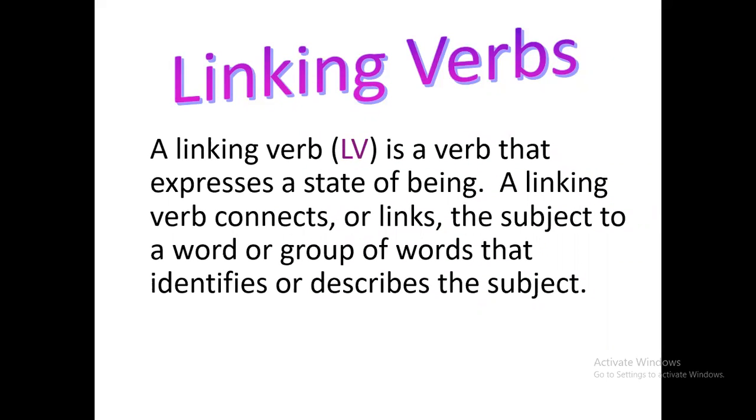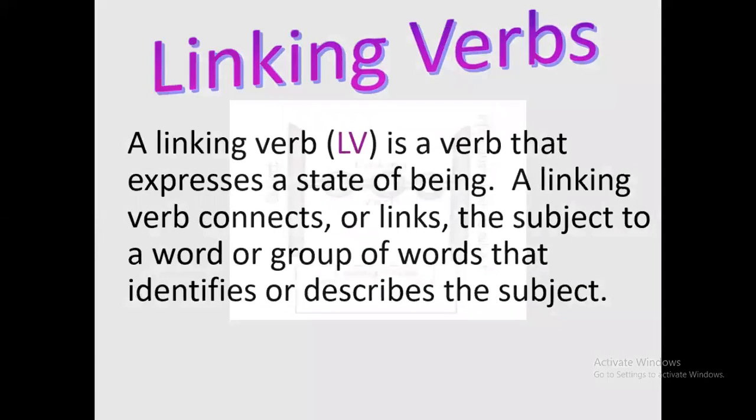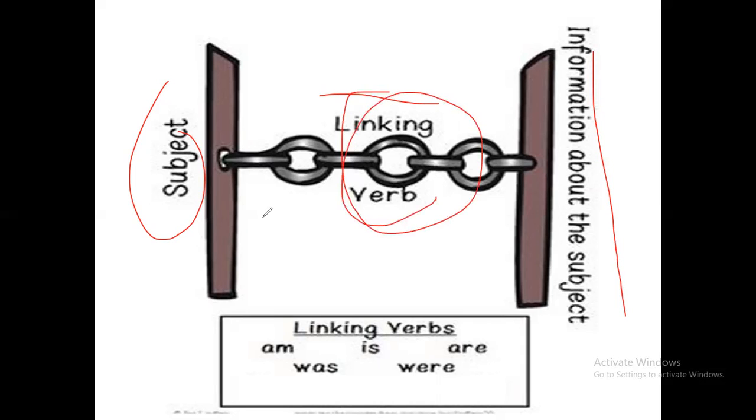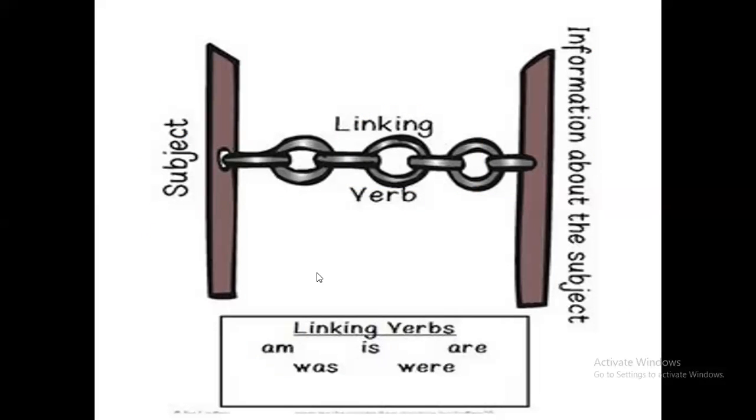So let's take some examples about the linking verb. But in the beginning, what's the meaning of linking verb? The linking verb is a verb that expresses a state of being. The linking verb connects or links the subject to a word or a group of words that identify or describe the subject. Information about the subject. So we're going to start with the subject. Then here we have the linking verb. Then we have information about the subject. So what's the meaning of linking verb? The linking verb links or connects the subject to information about the subject.